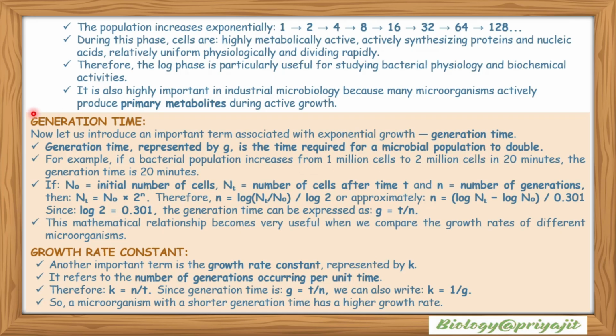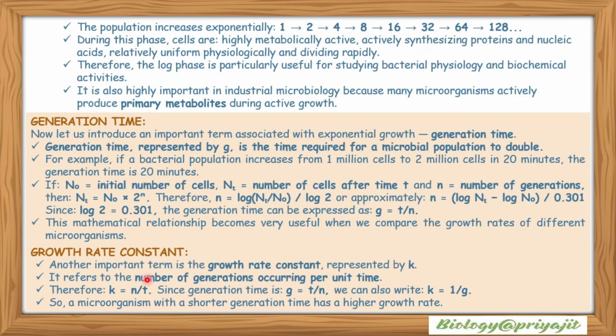Generation time, which is represented by G, is the time required for a microbial population to double. N0 is the initial number of cells, Nt is the number of cells after time t, and small n is the number of generations. So Nt is equal to N0 into 2 to the power n. Therefore, small n will be log Nt by N0 divided by log 2. Growth rate constant: another important term is the growth rate constant represented by K. It refers to the number of generations occurring per unit time.